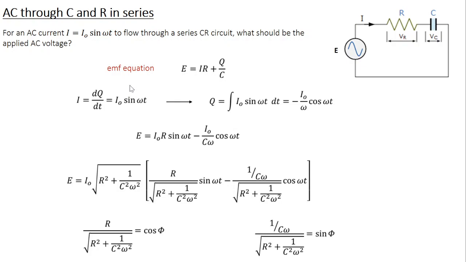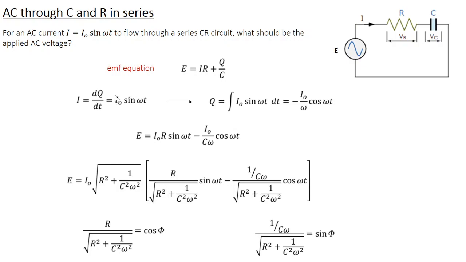As always, write down the EMF equation. There are two components for the voltage, one across the capacitor, VC, and one across the resistance, VR. The value of VR is IR, and the potential drop across the capacitance is Q by C, where Q is the charge stored in the capacitor. So the total voltage E equals IR plus Q by C. We know that I equals I naught sine omega t. This is given. In terms of charge, I can write I equals dq by dt.